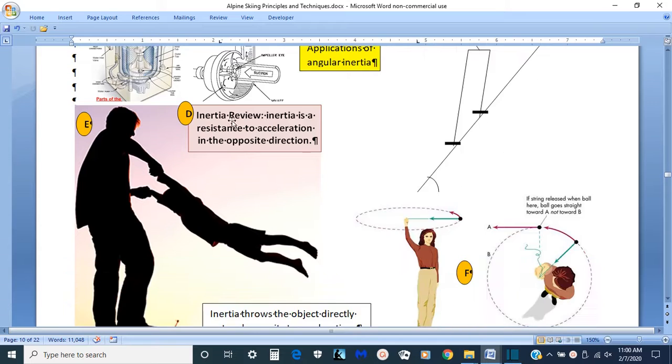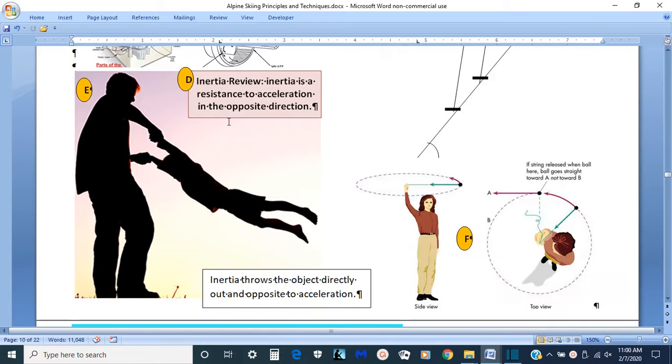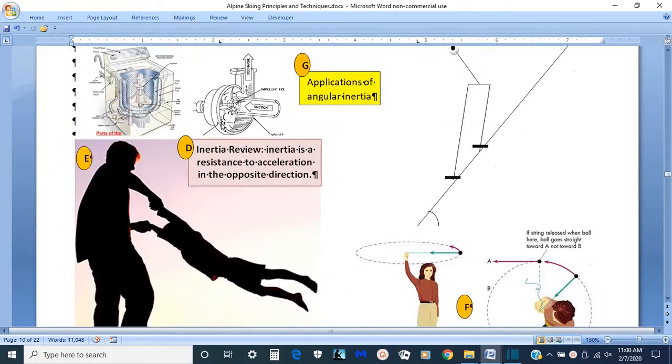So what I want to do here is kind of review inertia. Is that what I want to do? Yeah, I guess so. So, inertia review. Inertia is a resistance to acceleration in the opposite direction, right? Remember, acceleration is going directly toward the center.